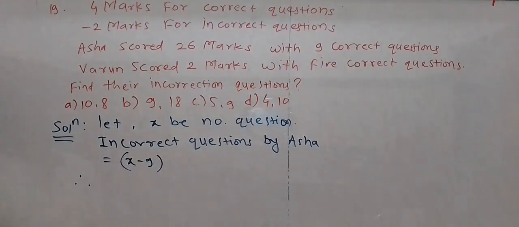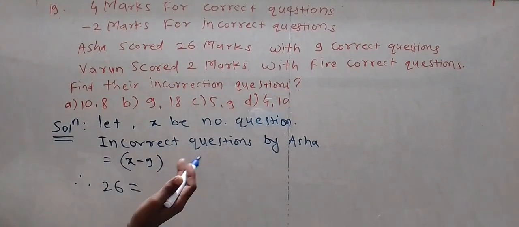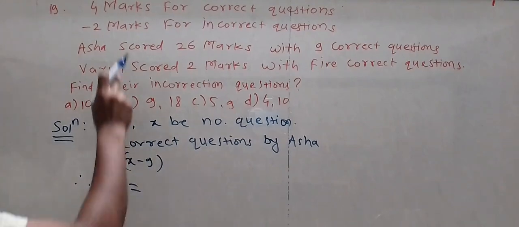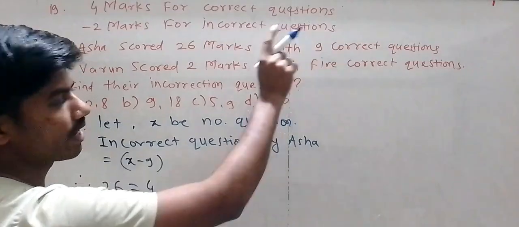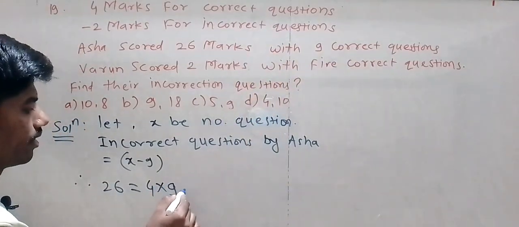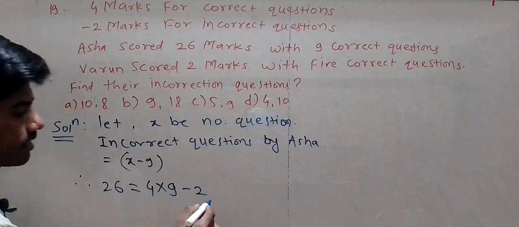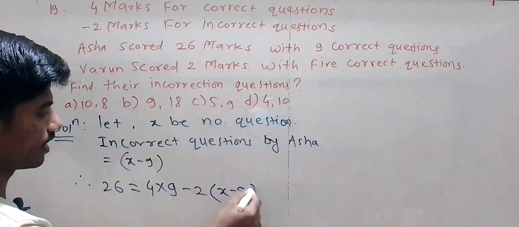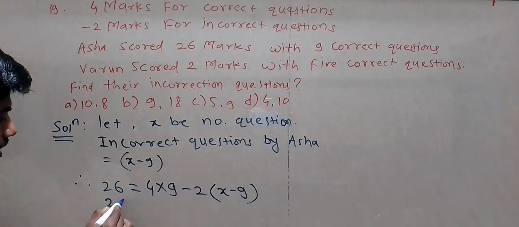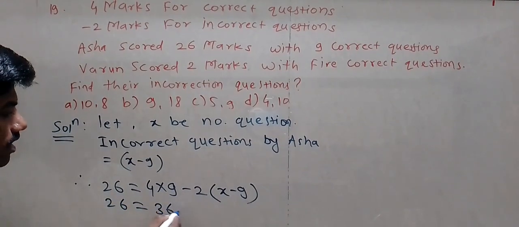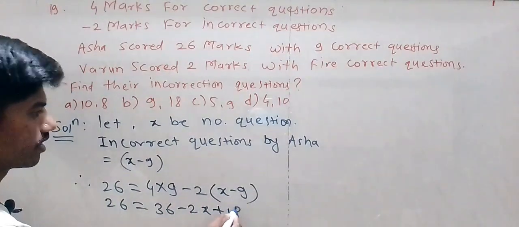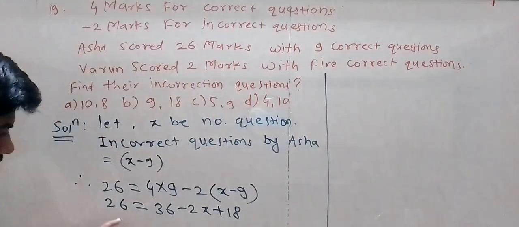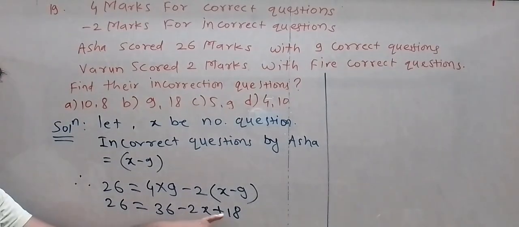Therefore, for Asha, she scored 26 marks in the examination and she attempted all the questions. She got 4 marks for each correct answer, into 9, minus 2 for each incorrect answer, and she got x minus 9 incorrect. Therefore, 26 is equal to 9 fours are 36, minus 2 into x, 2x, minus 2 into minus 9 becomes plus 18.